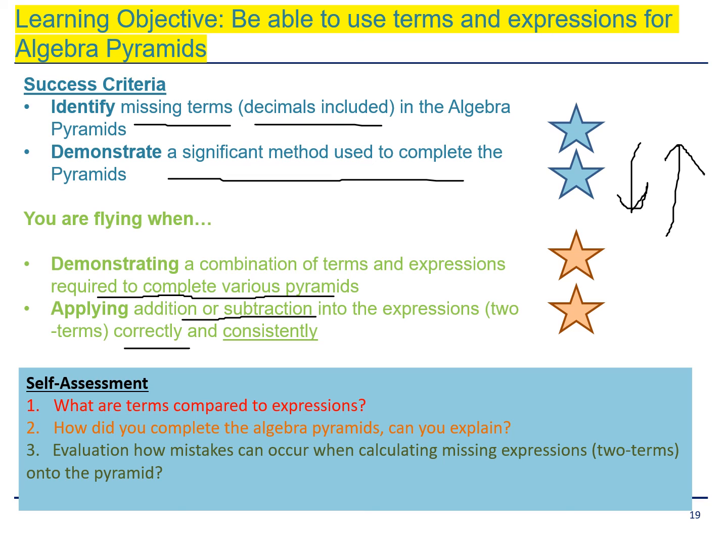So what are the terms? What are terms compared to expressions? Nice easy question to start with. And then how did you complete the pyramids? Can you explain? So just chat to yourself, or maybe go and grab someone at home who you can do that with, and just explain and teach them, teach that person how you did it, and that'll really show your understanding, and the person will say, oh yeah, I see what you mean, you've got this. So that's really, really good for that confidence building. And then evaluate how many mistakes can occur when calculating expressions onto pyramids. So making sure that you're checking where you've gone wrong and putting that right, basically.